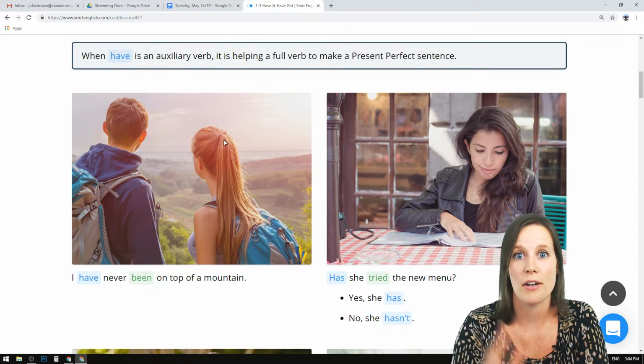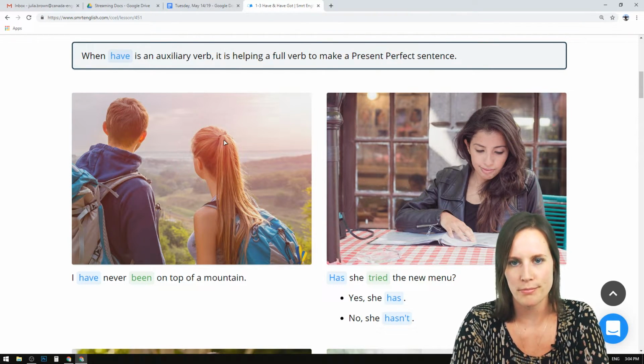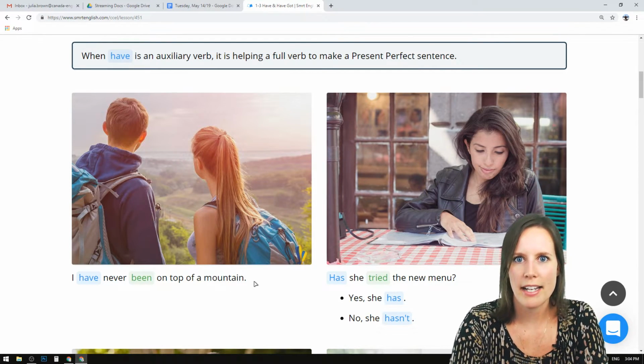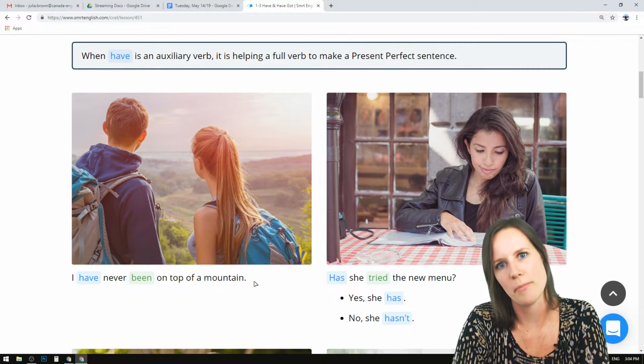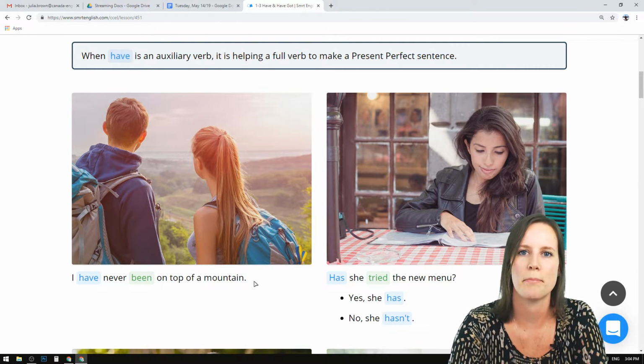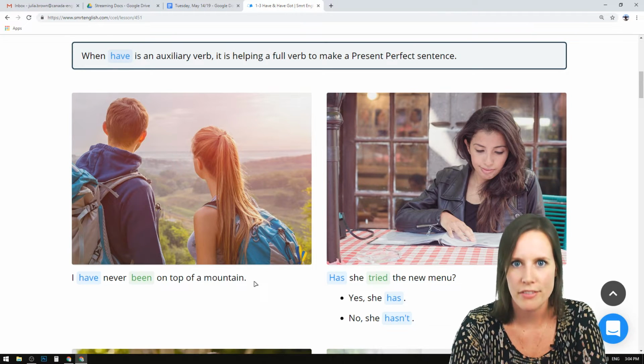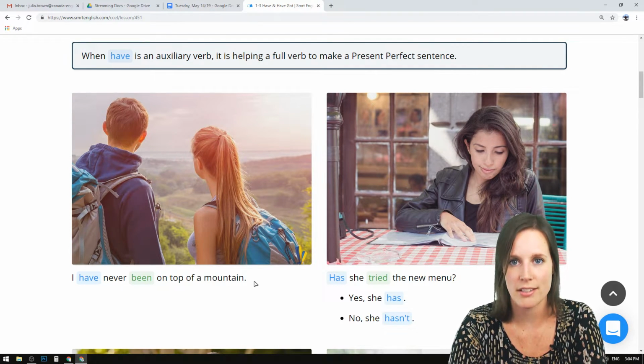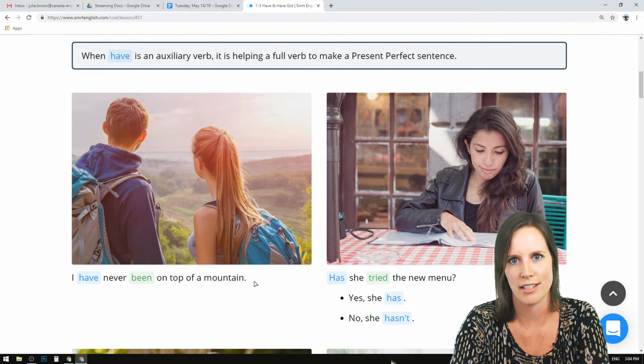Let's take a look at our Smrt examples of using have as a helping verb. So, let's take a look here. I have never been on top of a mountain. Okay, that's one example, saying something that you have not done. Okay, present perfect, we're not going to get into detail on that tense today, but it is a very common way to talk about our experience or experiences that we have not had, such as in this example.